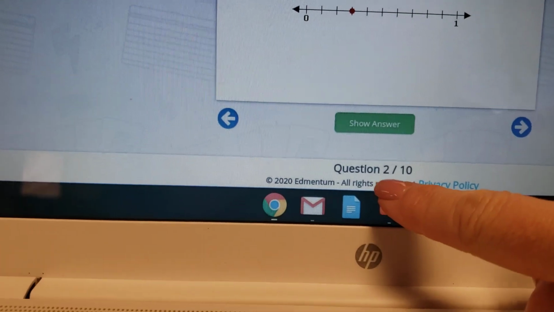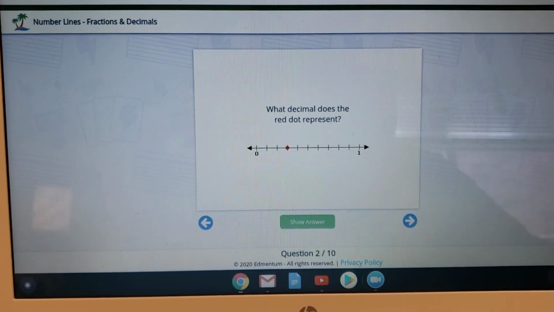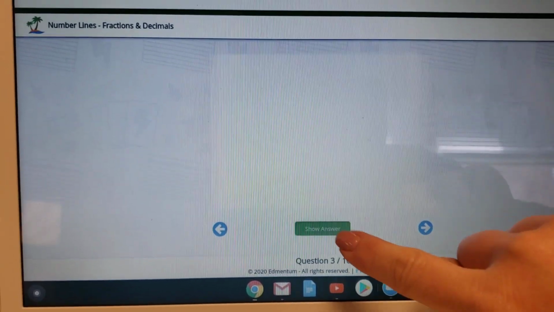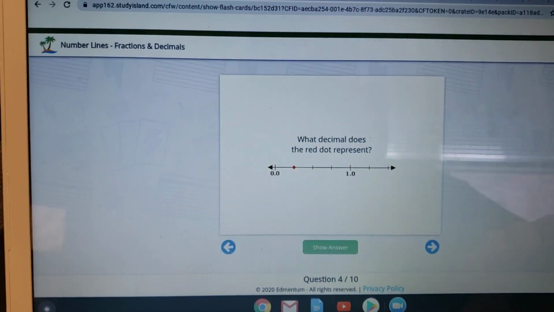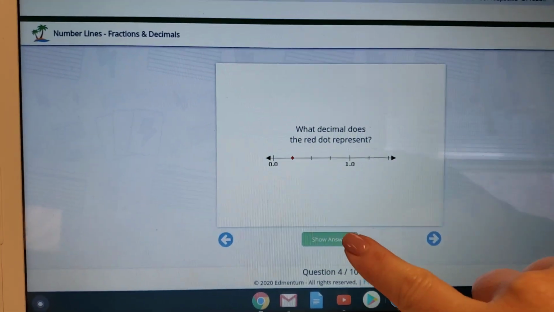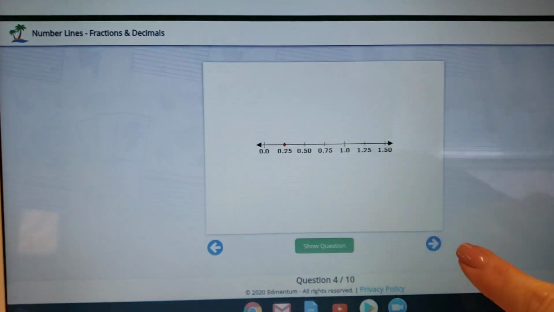Now we're on question 2 out of 10. That means there's 10 flashcards that I want you to practice in this lesson. Okay? You'll go through all of your flashcards, looking at the answer for each one. Go back, read the question. There's the red dot. What fraction would that represent? I think I know what the answer is. Let me check. Yes, I am correct. Let's go to the next question.